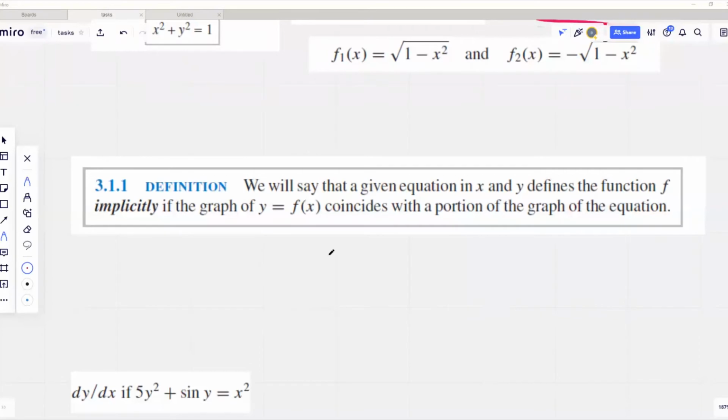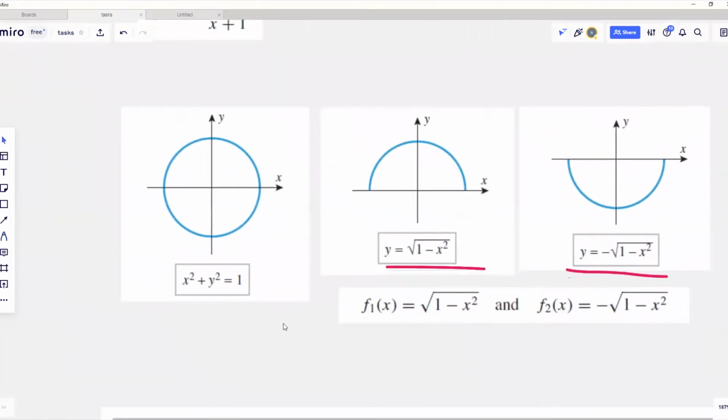Which brings us to the following definition. We will say that a given equation in x and y defines the function f implicitly if the graph of y is equal to f of x coincides with a portion of the graph of the equation. Like in our case here, the upper semicircle and this lower semicircle coincide with a part of the whole circle.